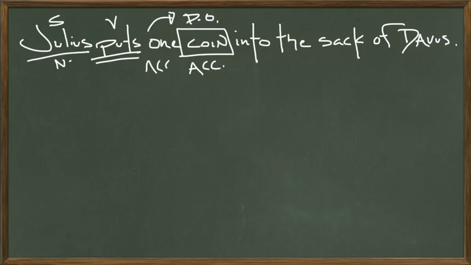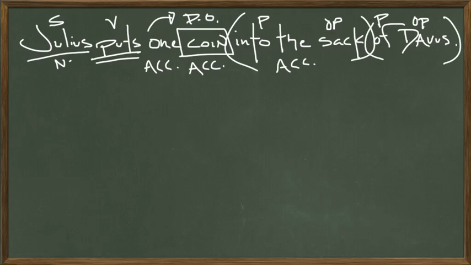The adjective is also in the accusative case, because usually adjectives will agree with the noun that they're describing, or, as I tell my younger students, wherever that arrow points, that's what the adjective is going to be. Not always, but most of the time. Into is a preposition. Into what? Into the sack, object of the preposition. So he's putting this coin into the sack. Now whenever something's going into in Latin, it's in the accusative case. He's putting it into the sack of, another preposition, of whom, Davis, object of the preposition. Anytime you see the word of in Latin, chances are it's going to be in the genitive case.